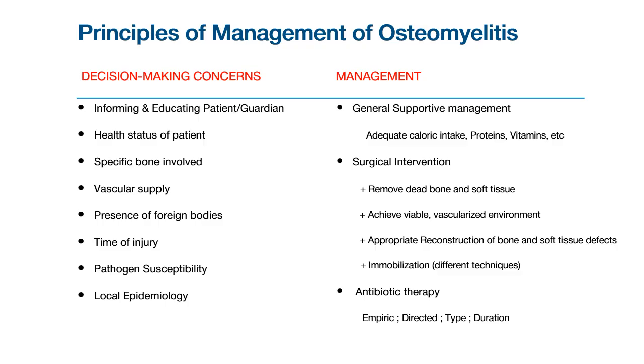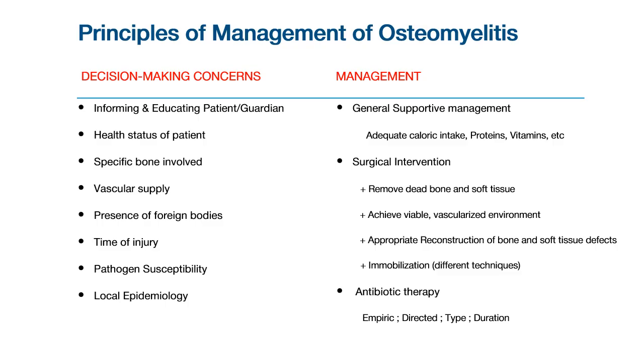We have to consider the specific bone that is involved, because there is a big difference if the fifth toe is involved, or the wrist or tibia or femur is involved. We have to consider the vascular supply, mainly in the lower extremity, and the presence of foreign body, because in the presence of foreign body, there is no way of eradicating the infection in the bone or in the affected area.